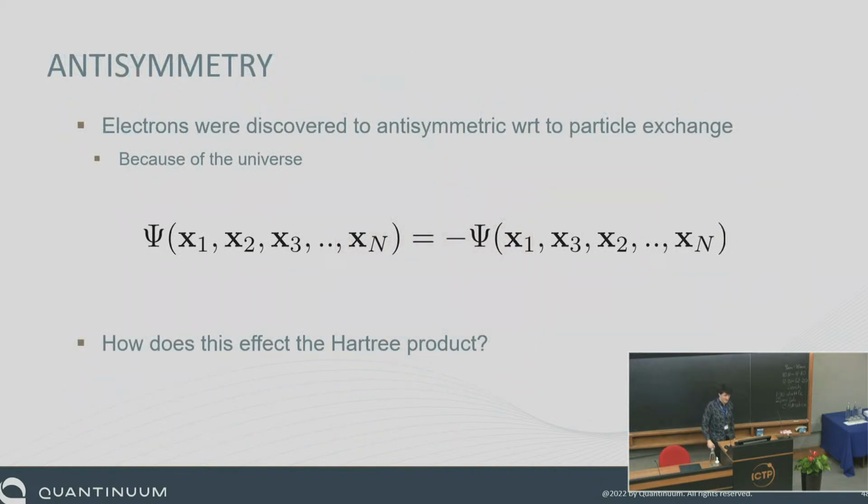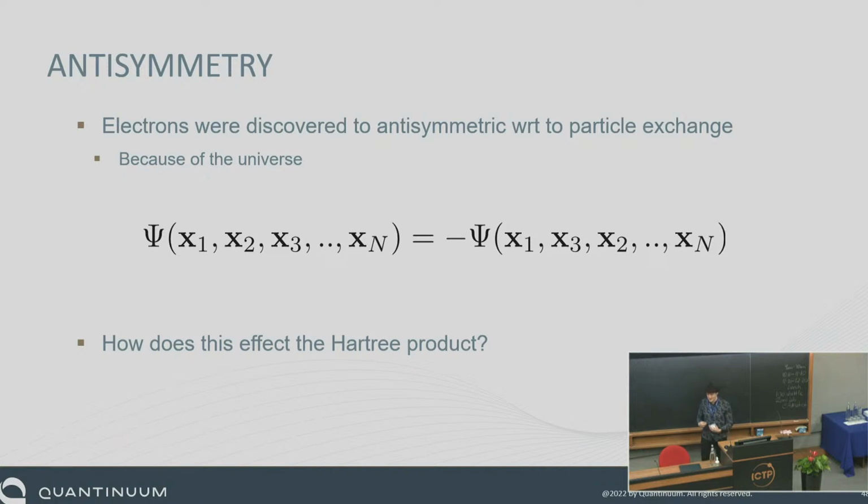It's quite simple. Because the physical solutions were antisymmetric, they realized the electrons had to be antisymmetric with respect to particle exchange. I just put it down to because the universe. Apparently, if you go to quantum field theory, there are actually derivations for this, but it's kind of an observation for our purposes.